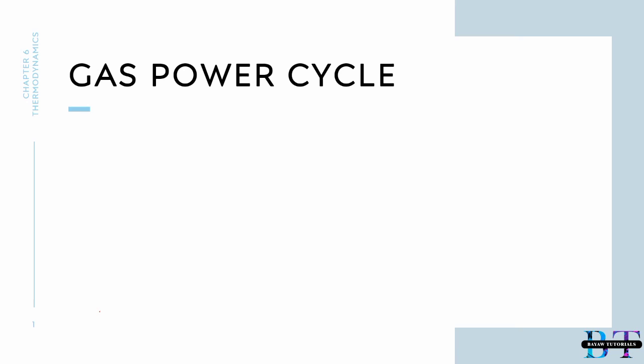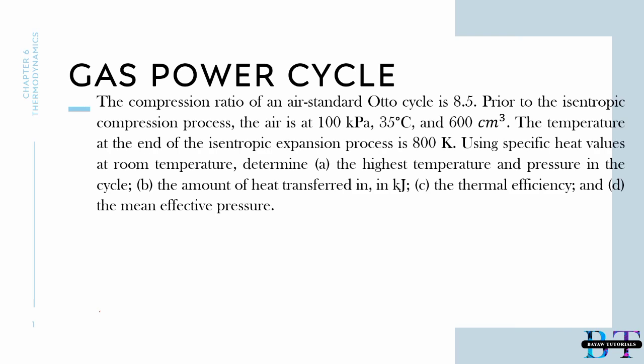Chapter 6 in Thermodynamics. Gas power cycle. The compression ratio of an air standard Otto cycle is 8.5. Prior to the isentropic compression process, there is 100 kilopascals, 35 degrees Celsius, 600 cubic centimeter.